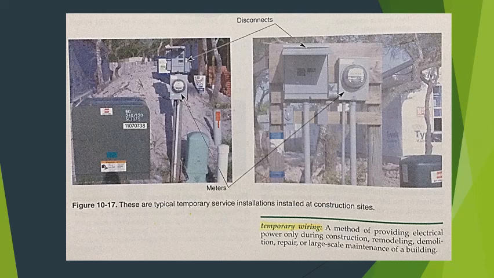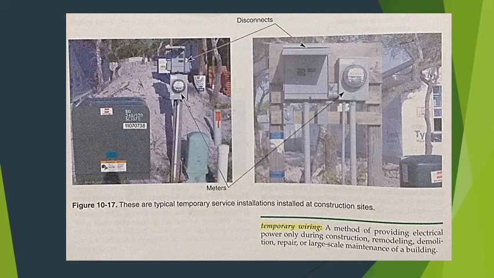Temporary wiring. Temporary wiring is done to provide electrical power only during construction, remodeling, demolition, repair, or large-scale maintenance of a building. This wiring must be removed when the work is completed. Article 590 of the NEC covers this subject. Although temporary wiring safety requirements may be less exacting than permanent wiring, most of the same rules apply. However, there are several important differences.